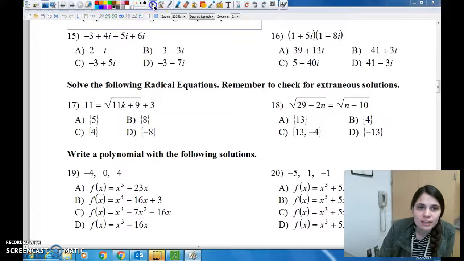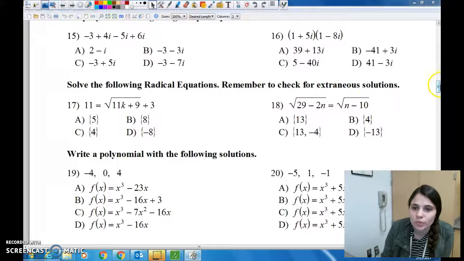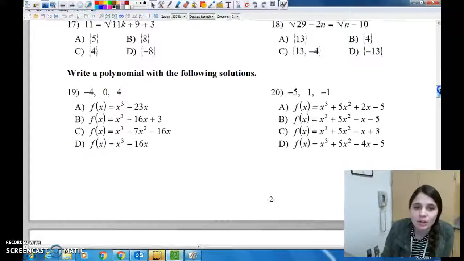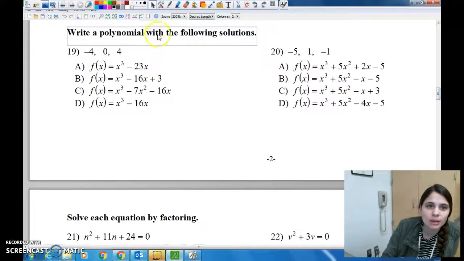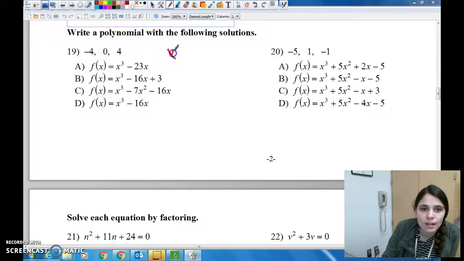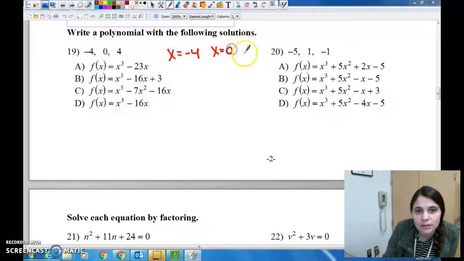On numbers 19 and 20, we are writing a polynomial. And I'm going to go ahead and only show you one of these because I think that once you see one, you'll be able to do it. So these are the solutions to my polynomial. So x is equal to negative 4, x is equal to 0, and x is equal to 4.